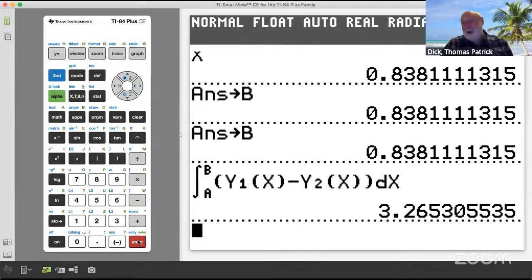So, and hey, there we go, perfect. And I hope that looks like the answer we were after, 3.2.